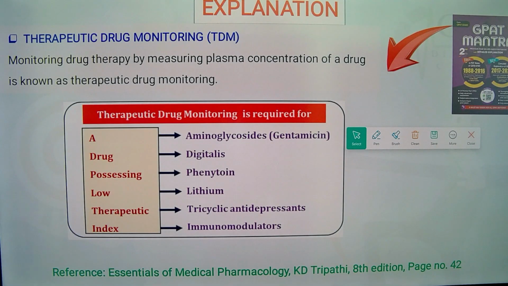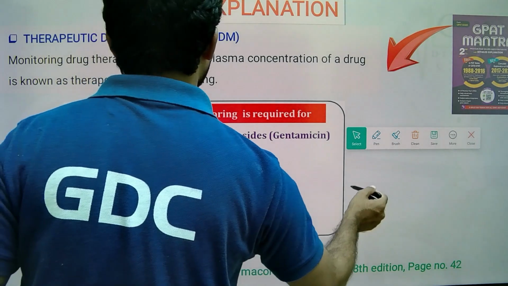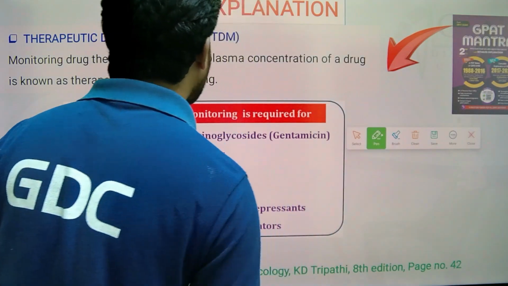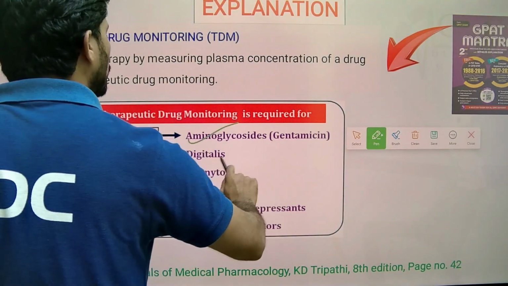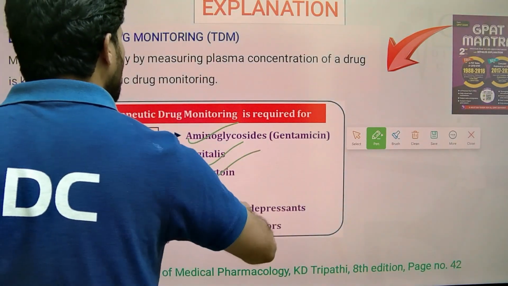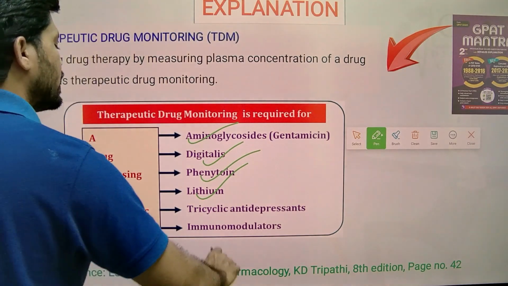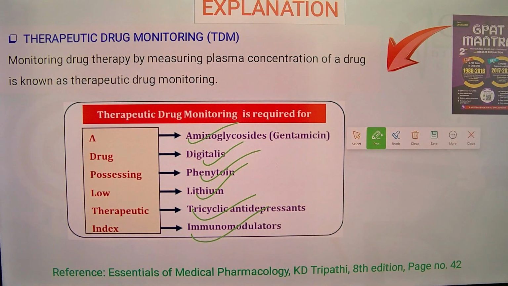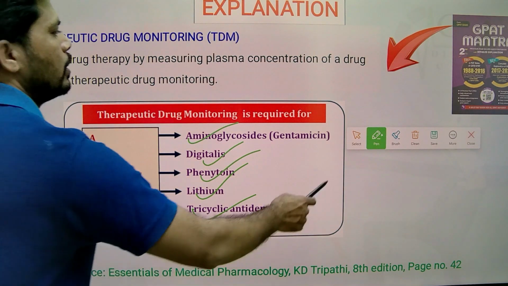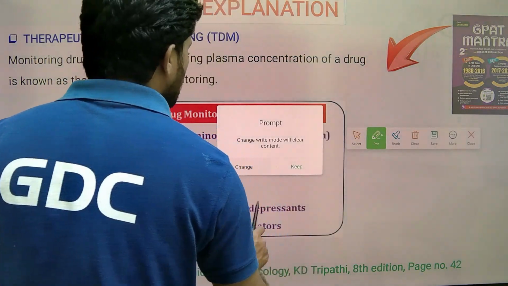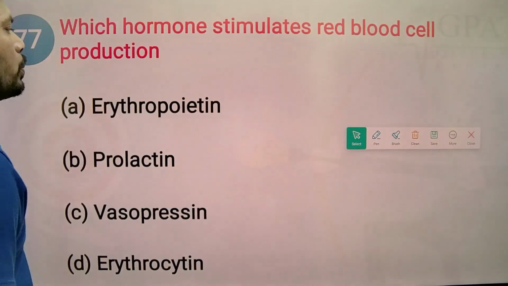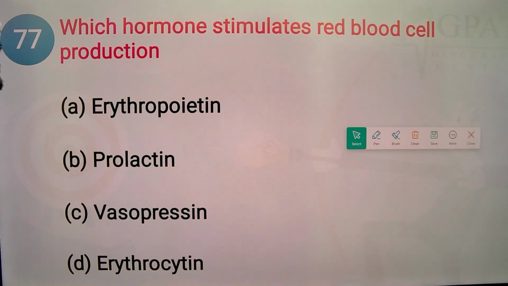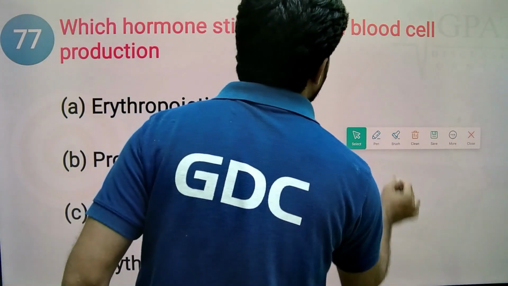Therapeutic drug monitoring should be required in the case of aminoglycosides, digitalis, phenytoin, lithium carbonate, an anti-manic drug, tricyclic antidepressants, immunomodulators, etc. Because these drugs should go for monitoring. If not, they produce severe adverse effects.